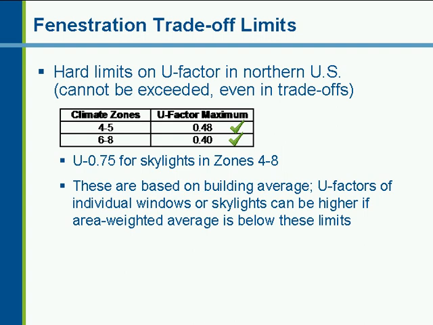The hard limit for skylights is 0.75 in zones 4 through 8. Once again, the trade-off limits are based on area-weighted averages of all the glazing in the building, all the fenestration in the building, I should say. So you can have individual glazing units that exceed this U-factor maximum of 0.48 as long as the average in the building does not.